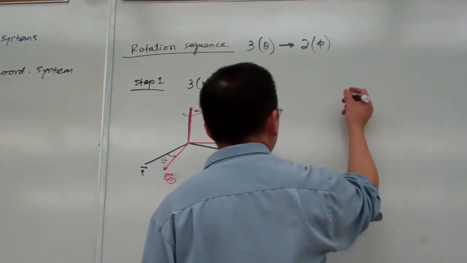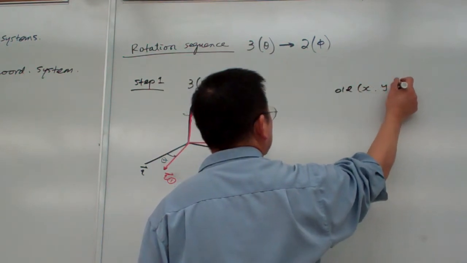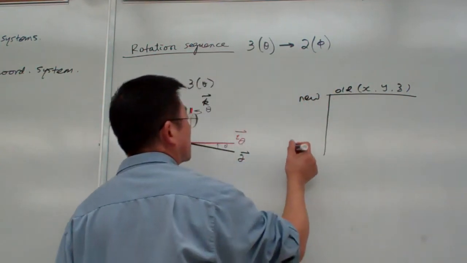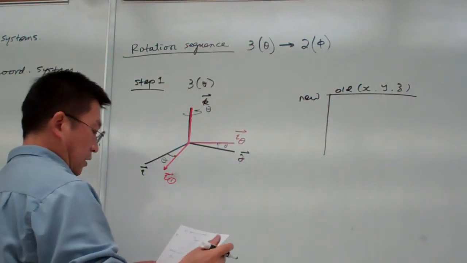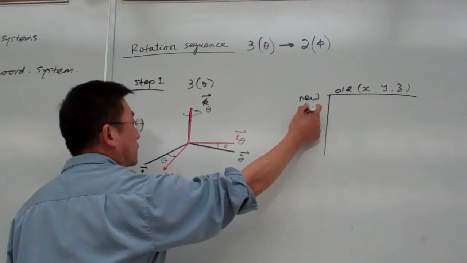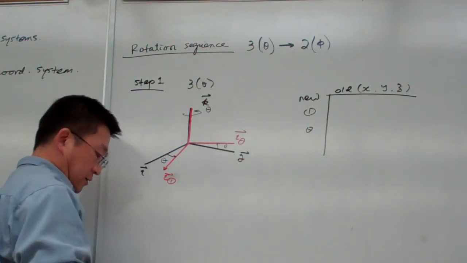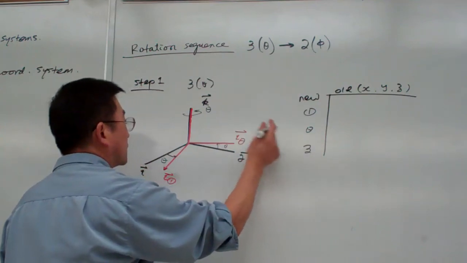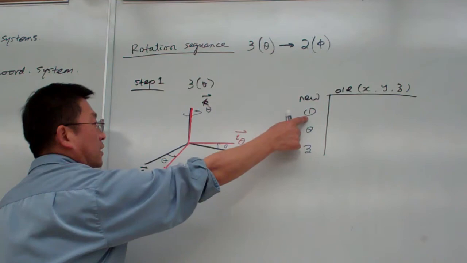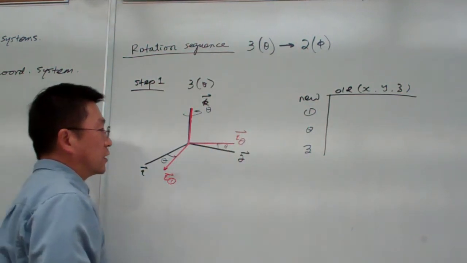From our old x, y, z. And for our new, that is to say the first coordinate and the second coordinate, theta, and then z, the third one, is the z coordinate. Okay, so this one represents the coordinate in this direction, theta represents the coordinate in that direction, etc.